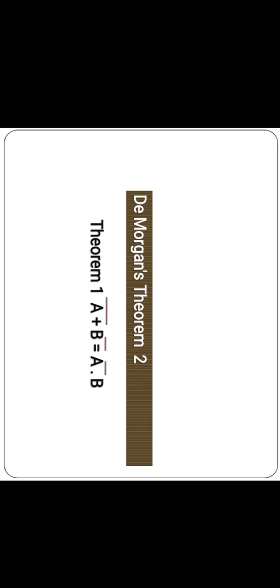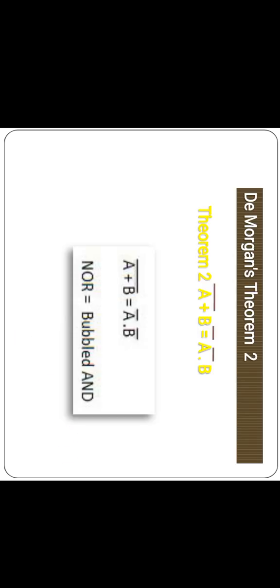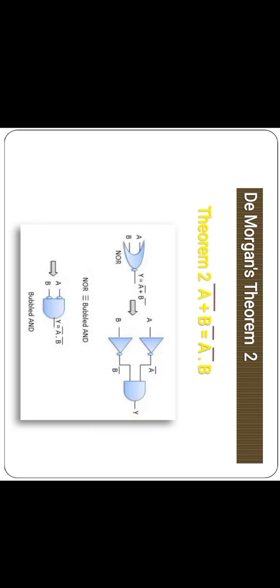Next, the De Morgan's theorem 2. A plus B the whole bar equal to A bar into B bar. The complement of a sum is equal to the product of the complements. The equivalent of theorem 2, NOR equal to bubbled AND. Figure shows the logic equivalent of theorem 2.